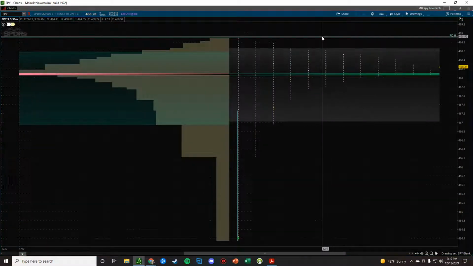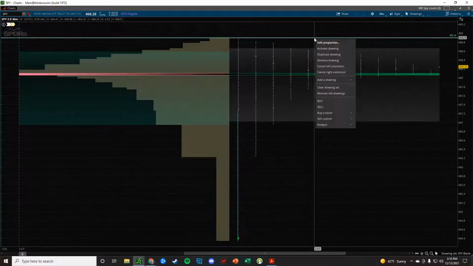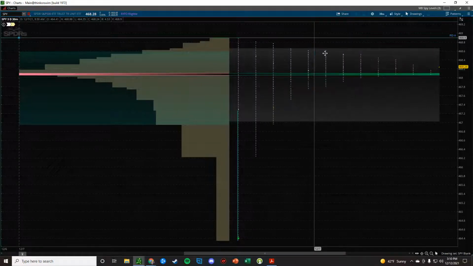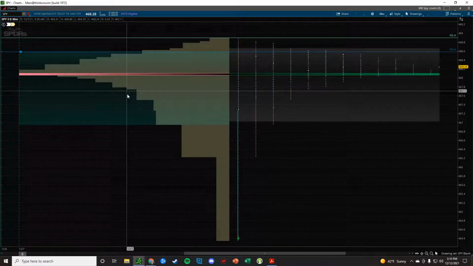After we make our PD high, the next line that we're going to make is our value area high. And that's going to go right there. To save us some time, we're going to duplicate our PDH drawing. We're going to slide it down right to the high of our value area. Remember, this is our value area.